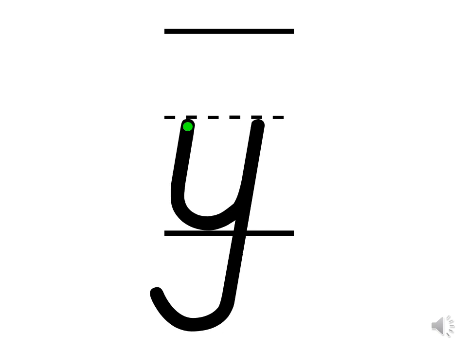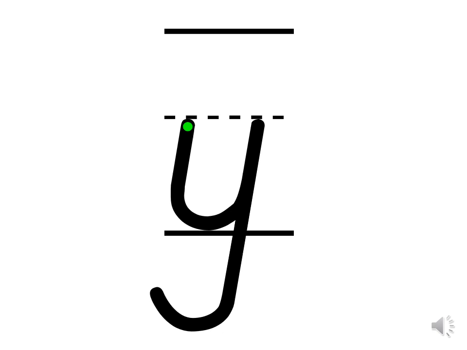Down, up, down, under the line, and flick. I think we might be ready to write this now. Let's put our piece of paper in front of us. Make sure we've got a good writing position with our chairs tucked in.